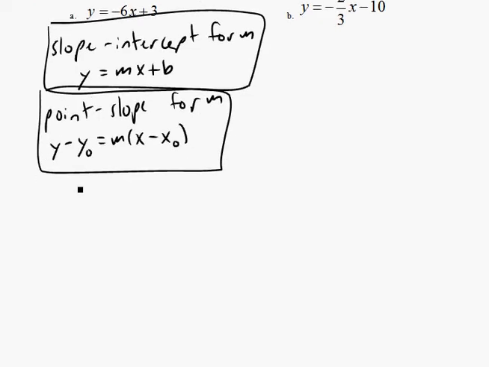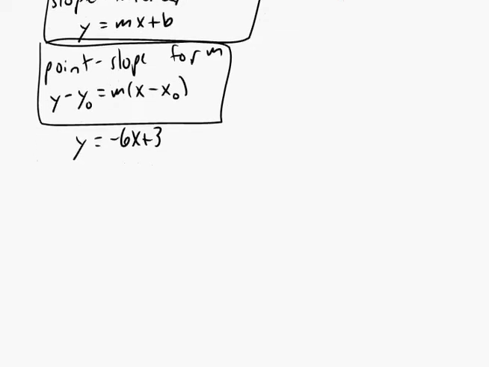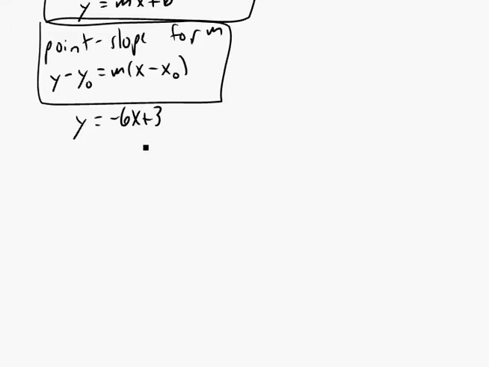So, the equation y equals negative 6x plus 3 is in slope-intercept form. The slope of the line is negative 6, and the y-intercept is 3. In order to write it in point-slope form, we need to know two pieces of information. First of all, the slope, and second of all, a point. Now, we can find the coordinates of many points on this line, but perhaps the easiest point would be the y-intercept itself, which would be 0, 3.